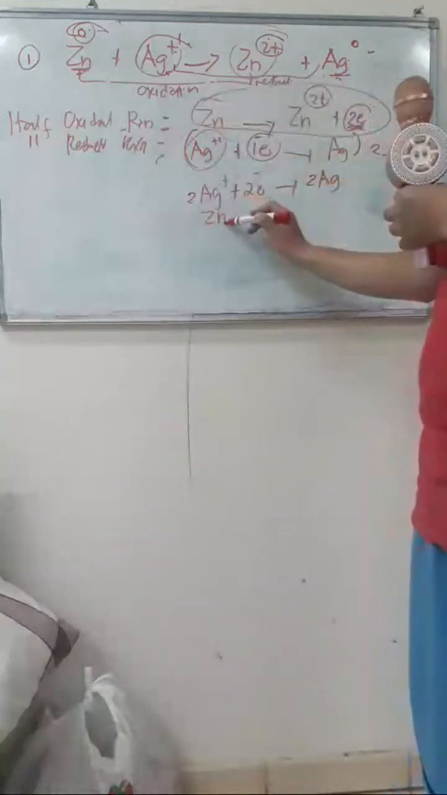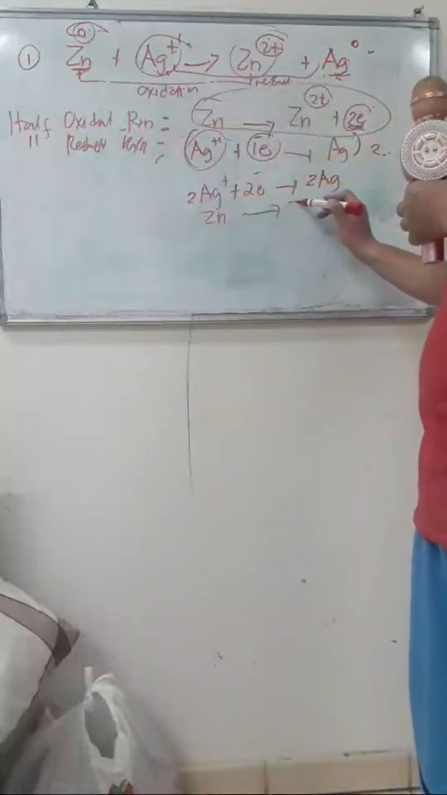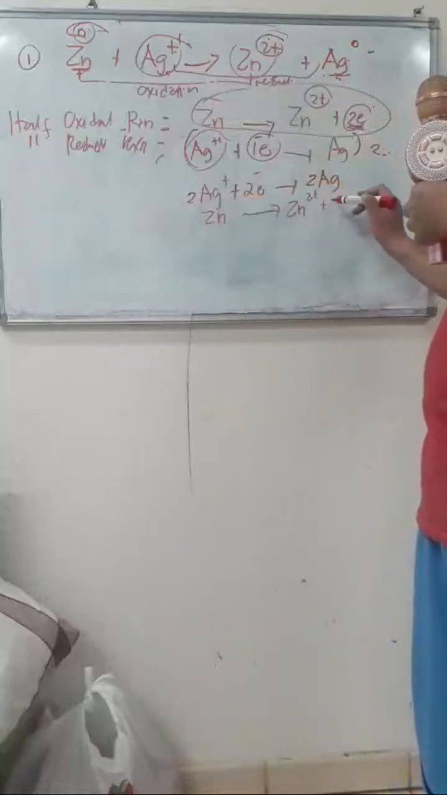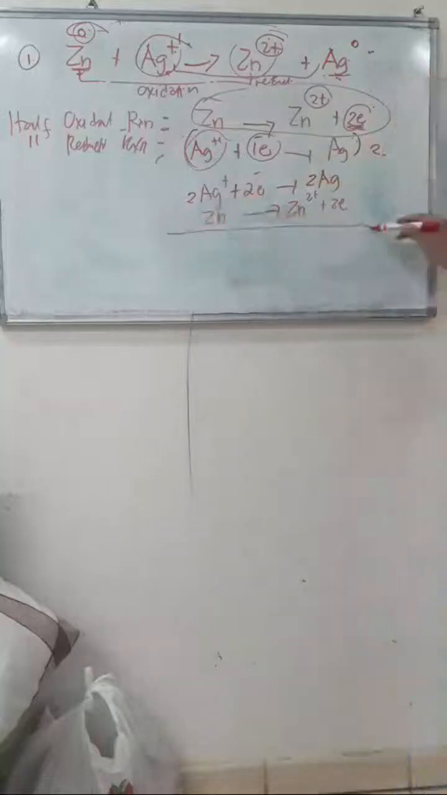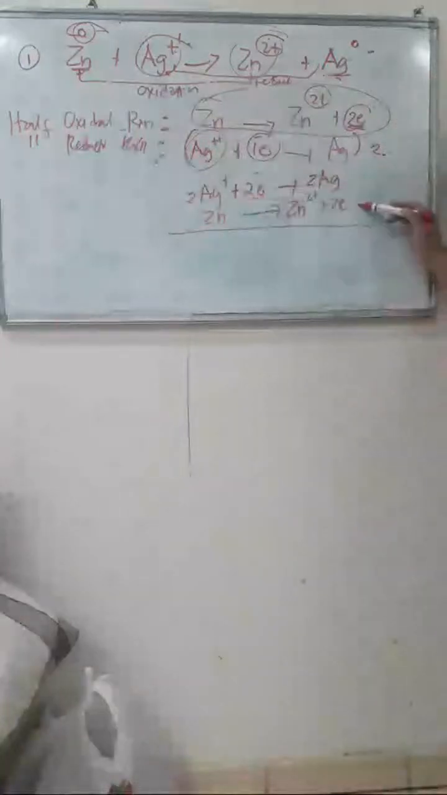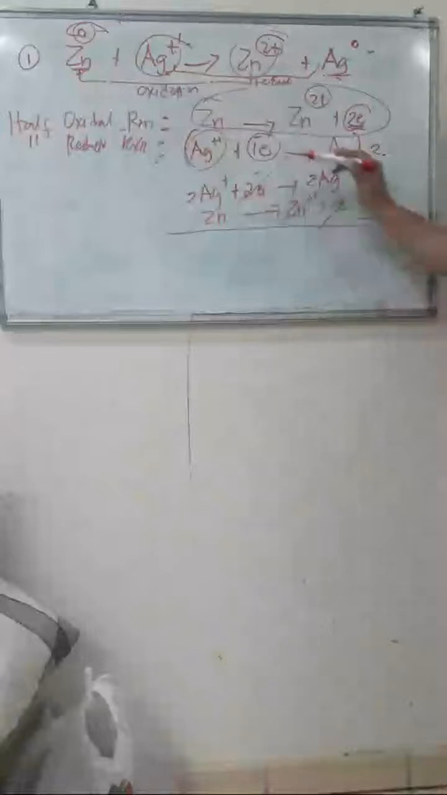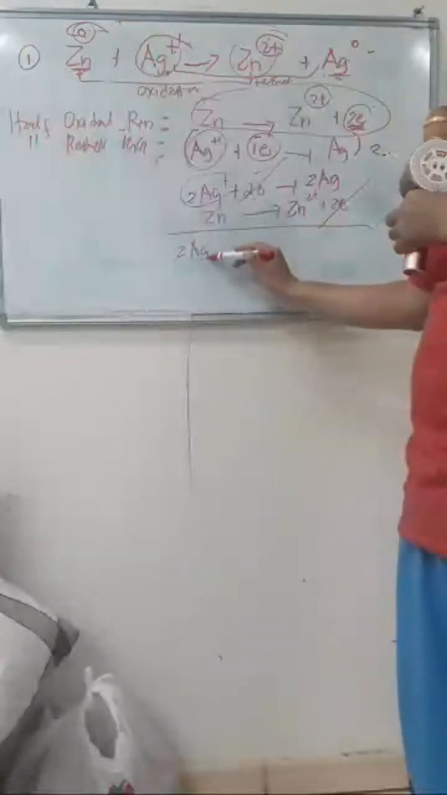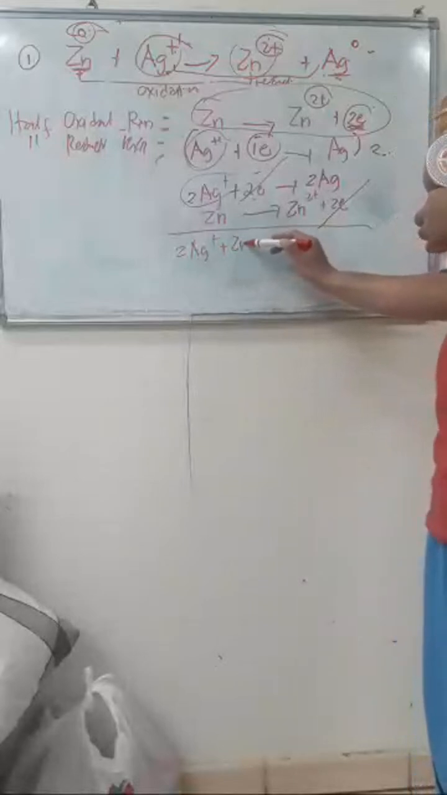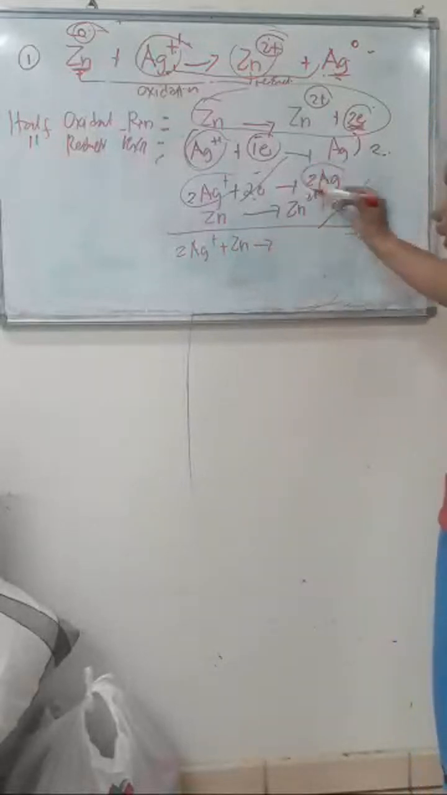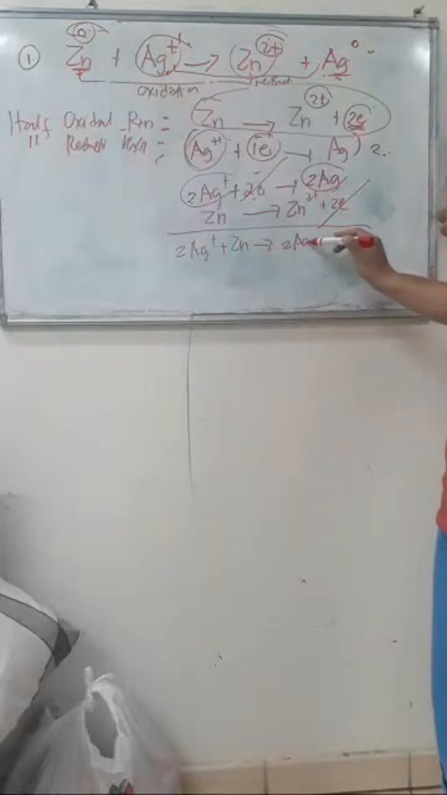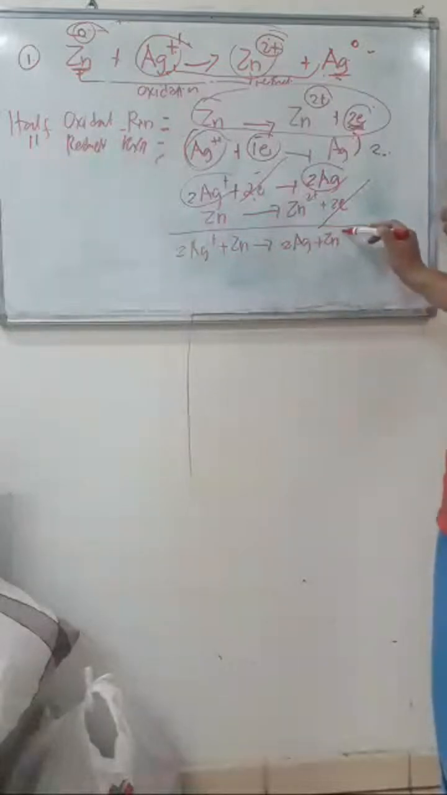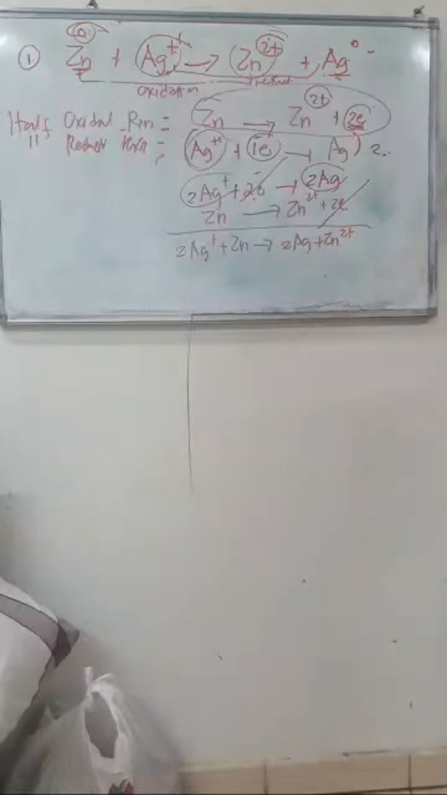Zinc. Okay, zinc 2 plus, 2 electrons. Add the 2. So left and right, 2 electrons cancel. Okay, we have 2 Ag positive plus zinc is equal to, see, 2 Ag plus zinc 2 plus. Okay, now balance the totality in your net reaction, both the atoms and the charges.